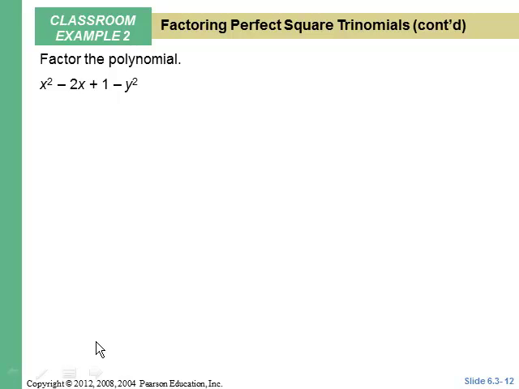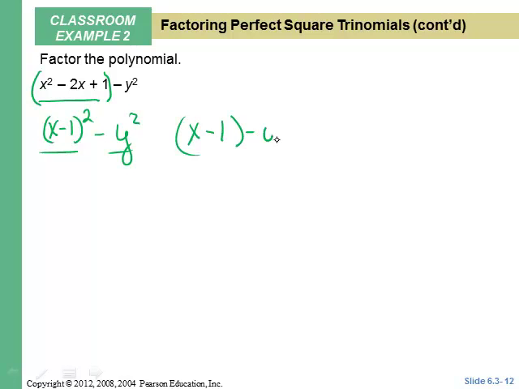Now, this one, if you notice here, it looks a little bit different until we group this so that this is x minus 1 squared. Okay, do you see how we factored this into this? Now we have minus y squared. Now we have a difference of squares. So we have x minus 1 minus y and x minus 1 plus y are our two terms.